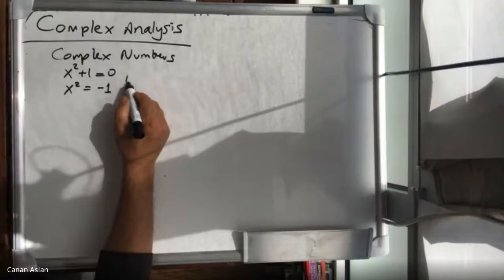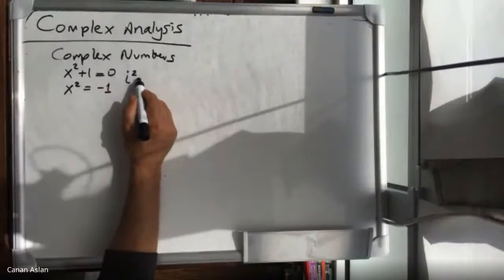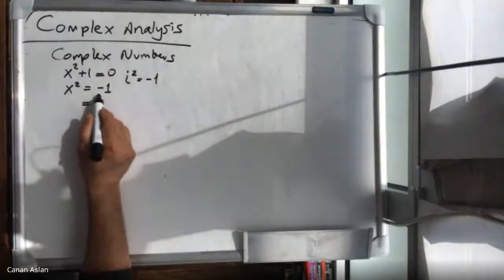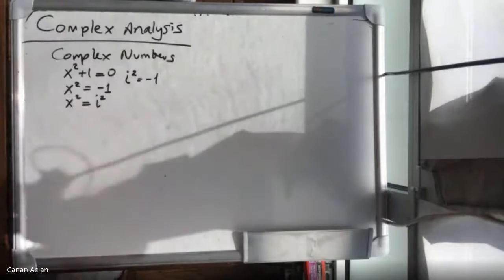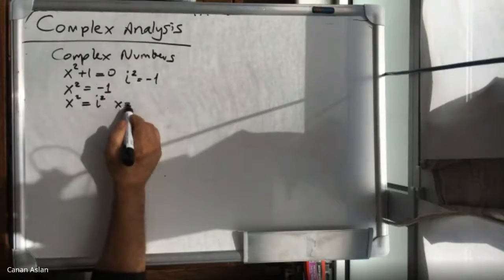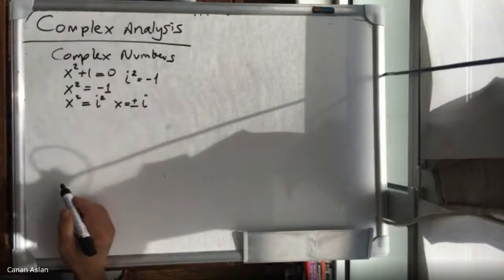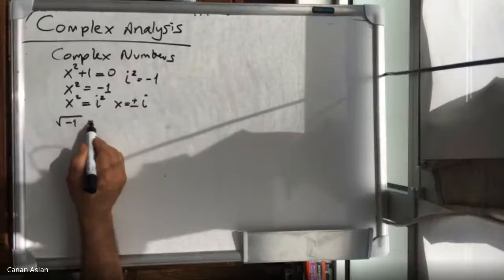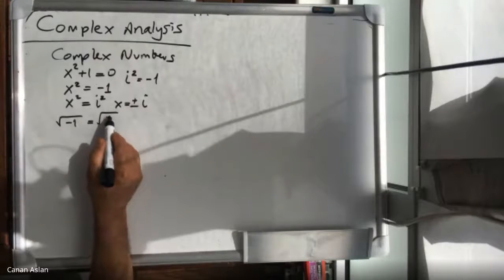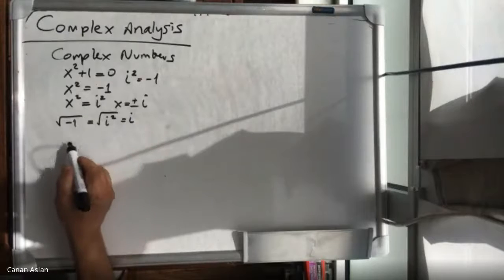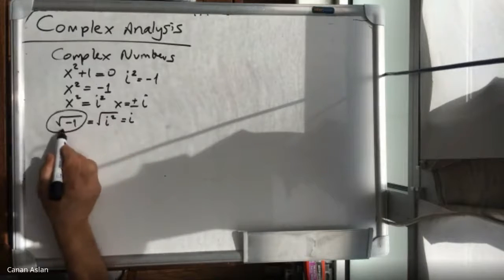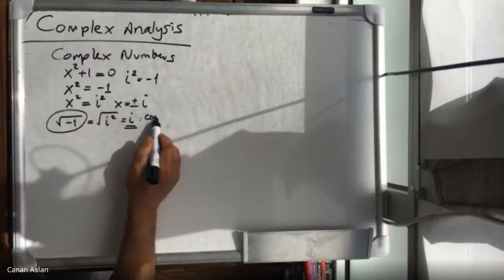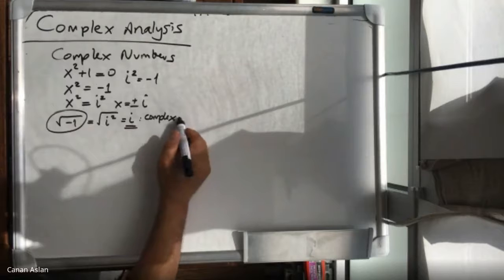That's why we make a new definition. We say that the square of i is minus 1, and then you can write this as i squared. So x squared is equal to i squared, and here x will be equal to plus and minus i, the solution. So also the square root of minus 1 is just the square root of i squared, and it is equal to i. So whenever we end up with a square root of a minus, it goes out as i. So i is the complex number.